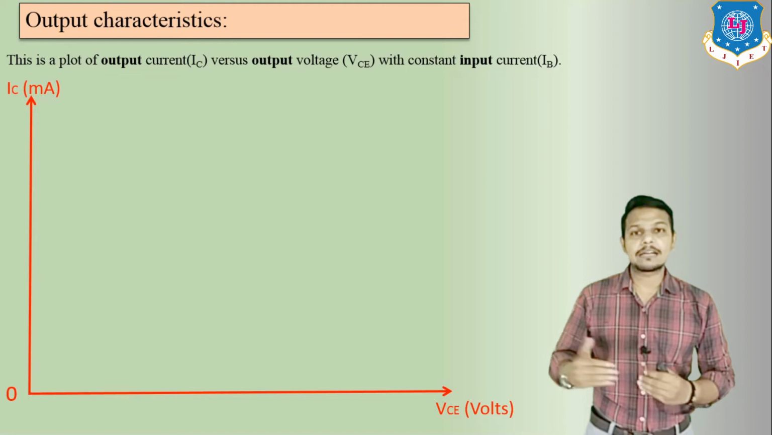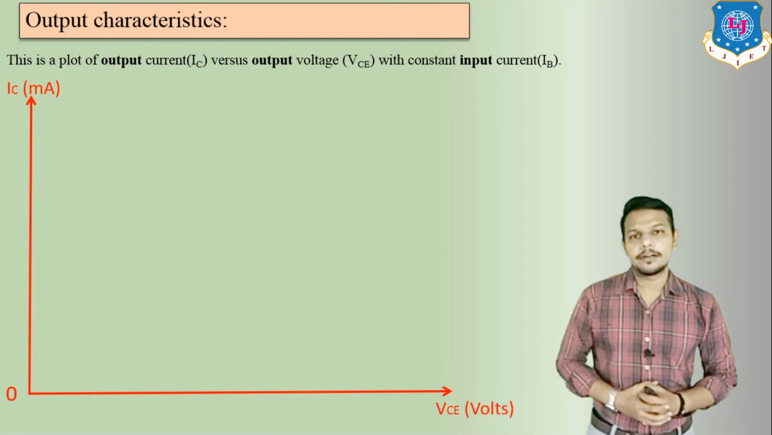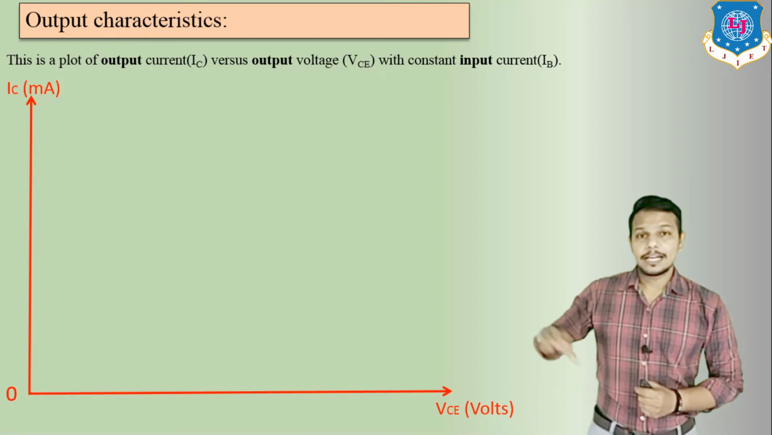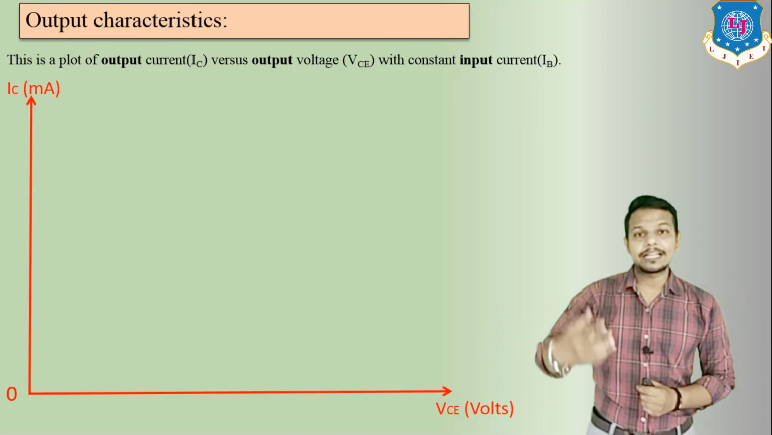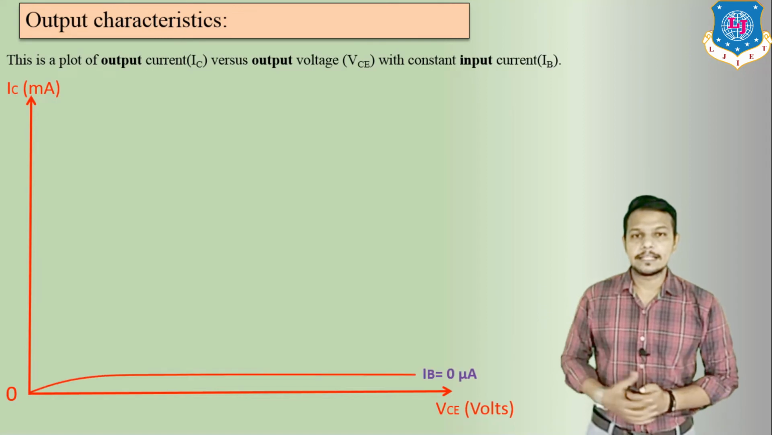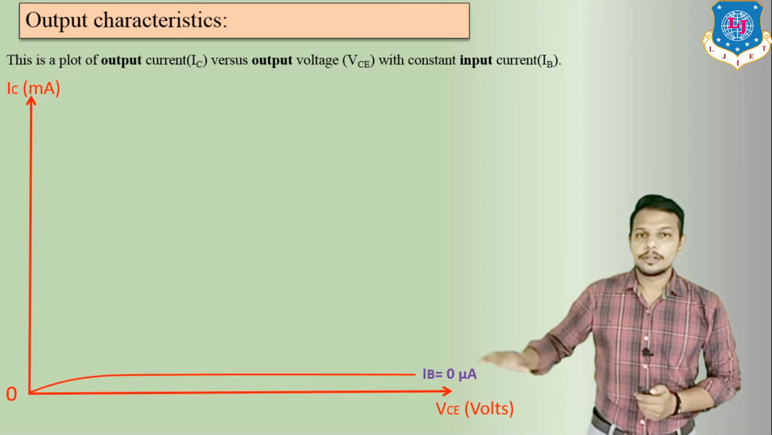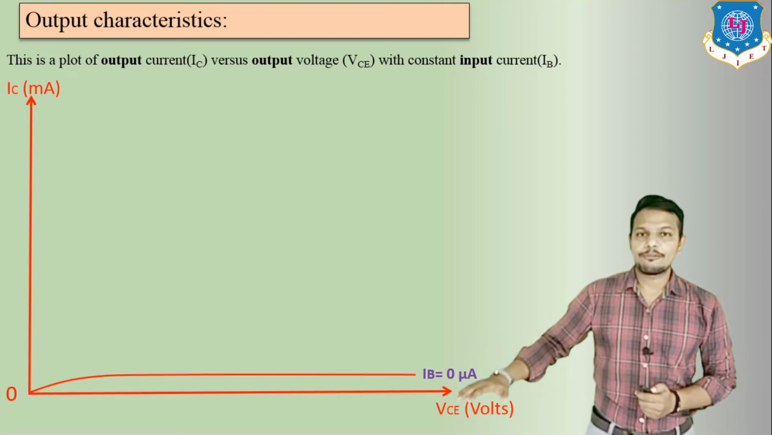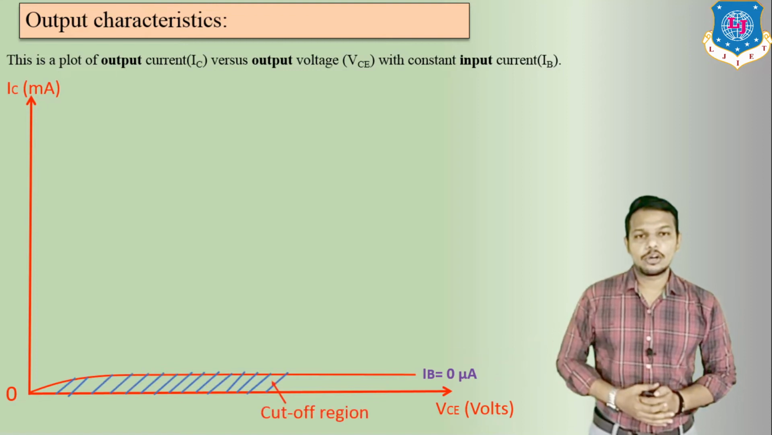If your IB is equal to 0, then your leakage current becomes your collector current, because your input current is equal to 0. That means your leakage current becomes your output current IC. So here we can see that in this region IB is equal to 0 microampere. Below this graph we can see the cutoff region.